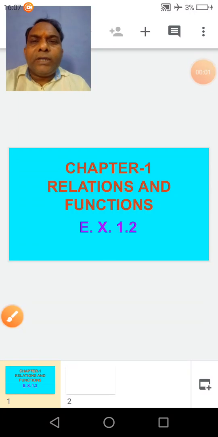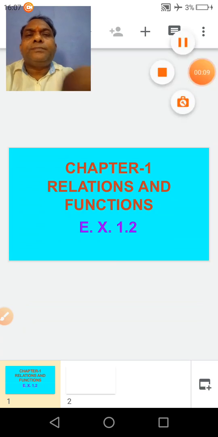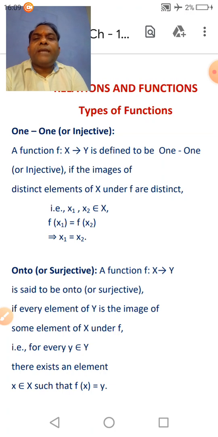Good morning, students. Now in chapter 1, Relations and Functions, we are going to learn about functions. In functions, there are types of functions. The first type is 1-1 or injective.